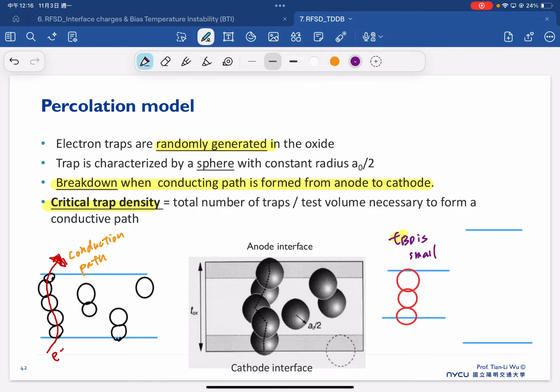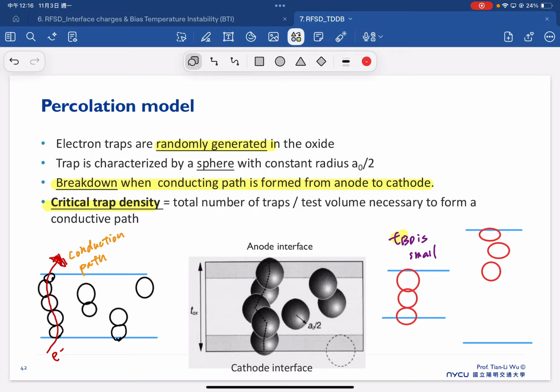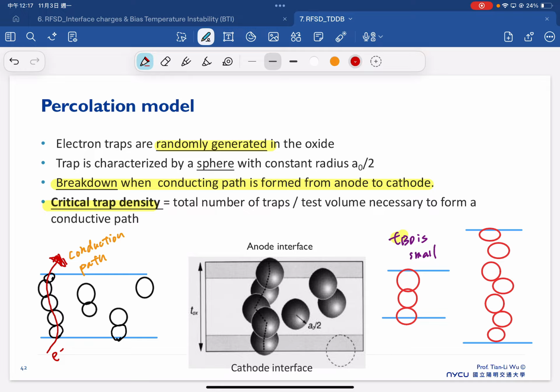But for a very thick dielectric, we need a lot of defects. We need 1, 2, 3, 4, and so on together. It's also crucial that these defects are randomly generated and randomly connected. To have so many defects connected with each other takes time. So the time to breakdown is large.